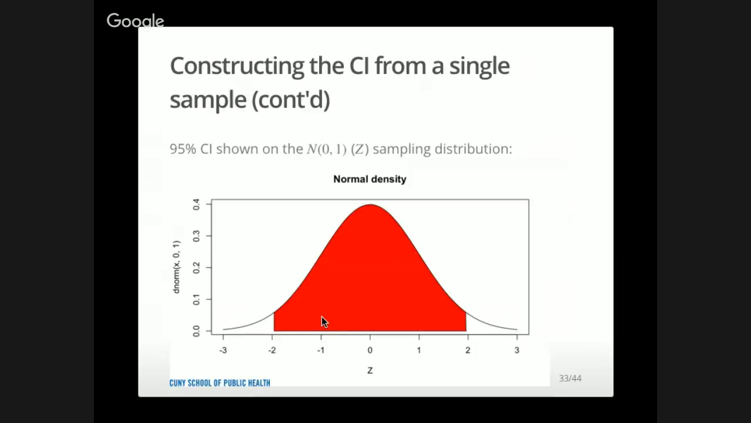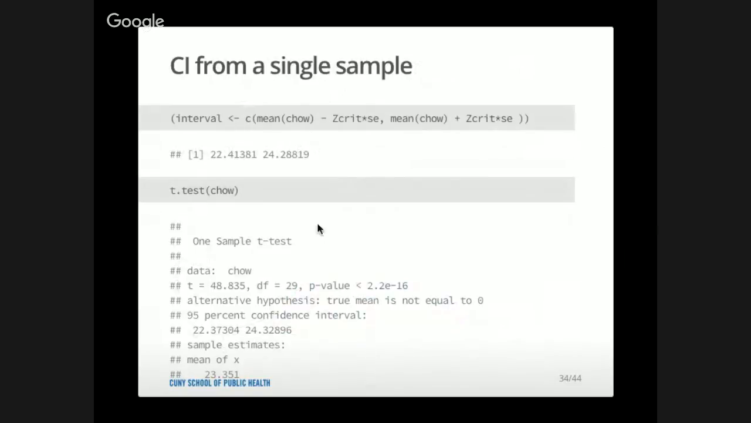So the 95% confidence interval is going to be from the mean, which is a z score of 0, up to plus or minus 1.96 standard errors. We can actually do it here. So using the standard error that we calculated, the 1.96, we add that and subtract it to the mean, and here is the confidence interval that we get.